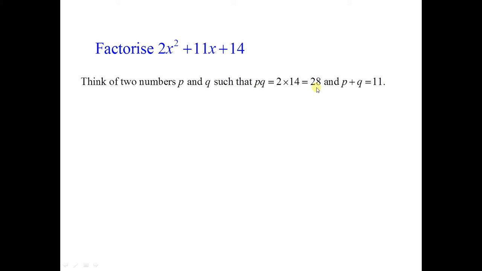Multiply them, you get 28. Add them, you get 11. Hopefully you'll get the right answers. p is 4, one of them's 4, the other one's 7. Doesn't matter which way around. So how do we use these two numbers to factorize this?